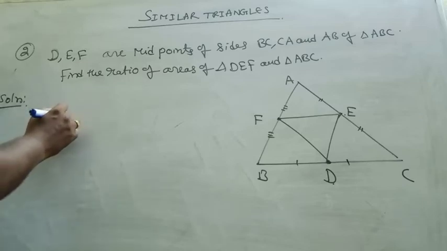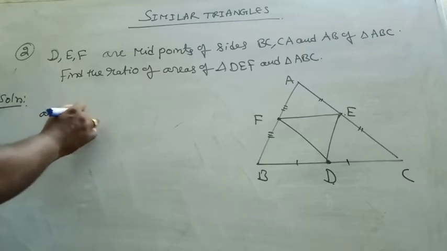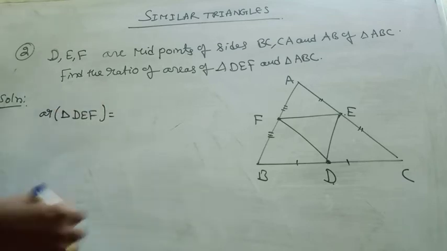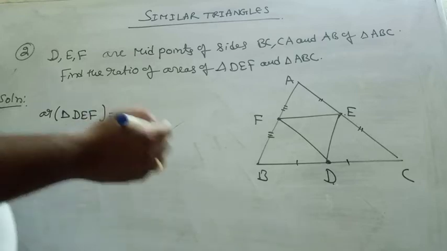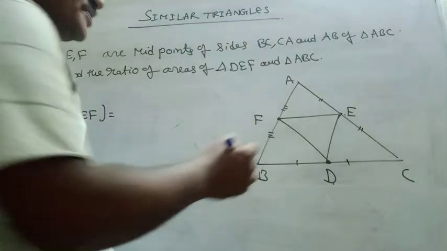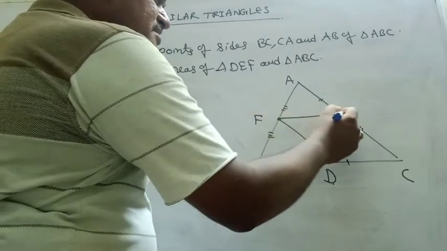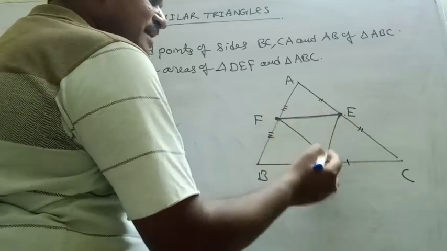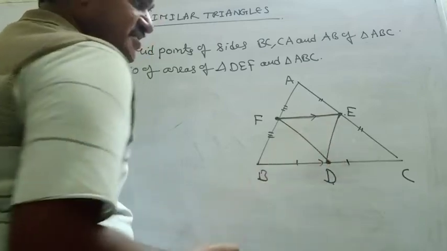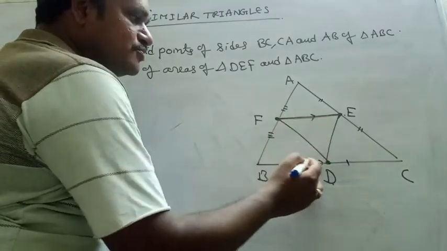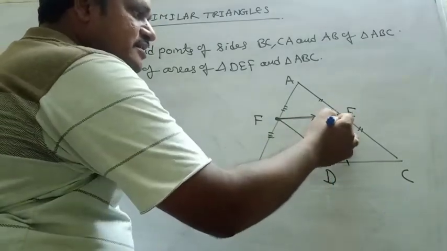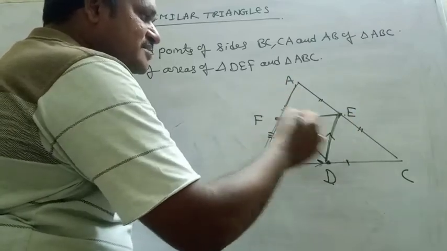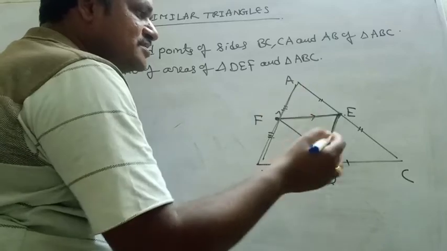You know the area of triangle DEF in plane geometry. See, my dear student, I want to tell you one thing here. These are the two midpoints. By the midpoint theorem, the line joining two midpoints is parallel to the third side and half of it. Therefore, this is parallel to this. Similarly, this line joining two midpoints is parallel to the third side and half of it. Therefore, this is parallel to this and half of it.